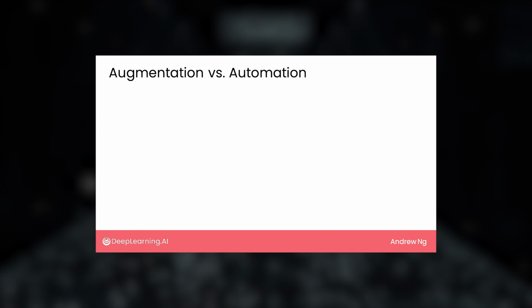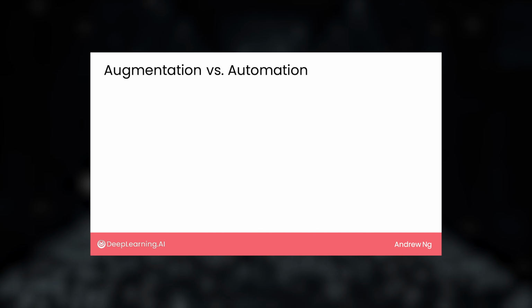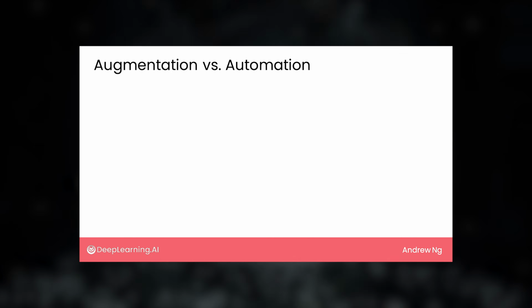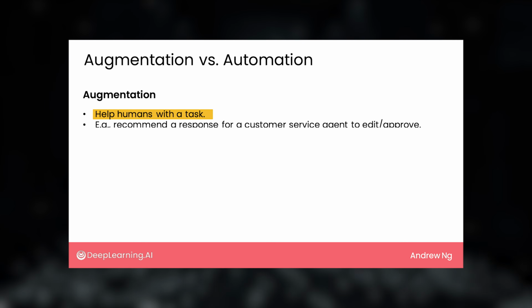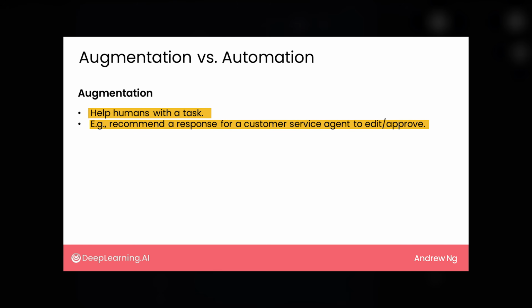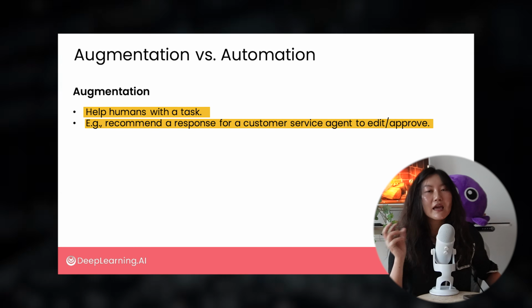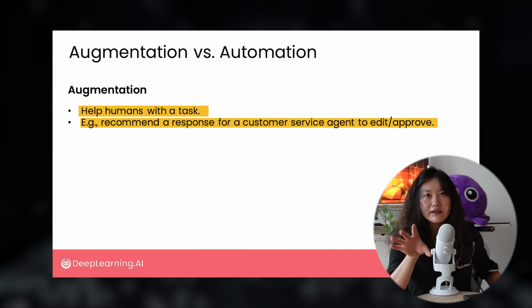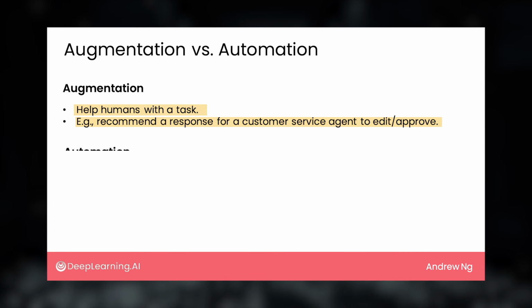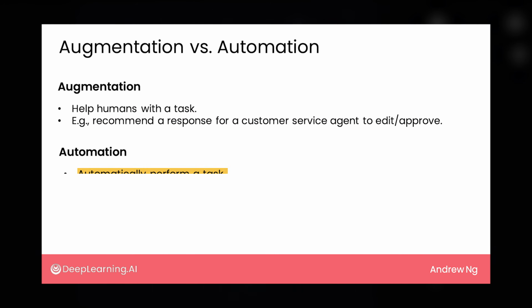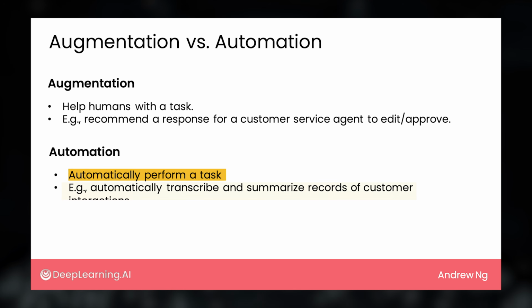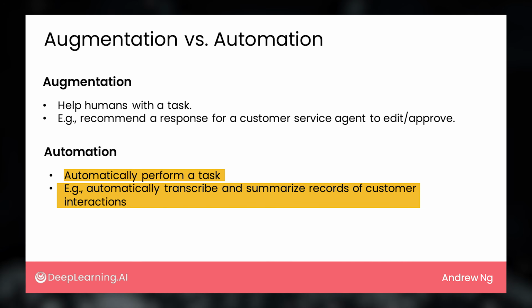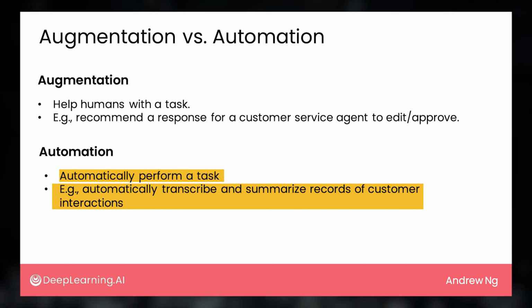There's also a difference between augmentation versus automation. When an AI is augmenting something, it means that it's helping a human complete the task. For example, if you're a customer service agent, an augmentation using AI could be the AI recommending a response for the agent, but the agent having the final say whether to edit that response or approve it. Automation, on the other hand, is automatically completing that task without the intervention of a human. For example, in customer service, an automation would be transcribing and summarizing records of a customer interaction.